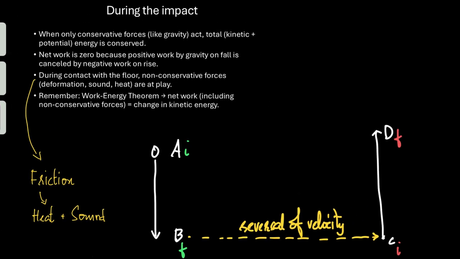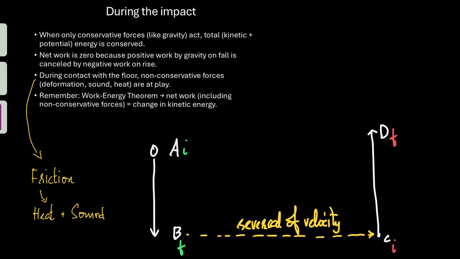Now, during the impact, when only conservative forces like gravity act, the total, which is the kinetic energy plus potential energy, is conserved. Net work done is zero because positive work by gravity on the fall is cancelled by negative work on the rise. Let us not spend much time on that.